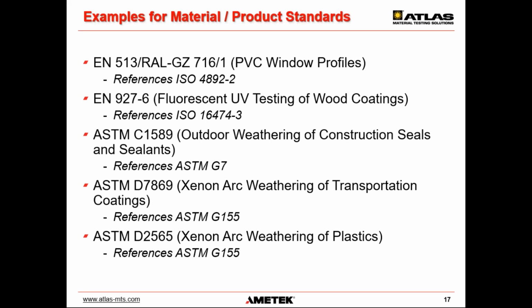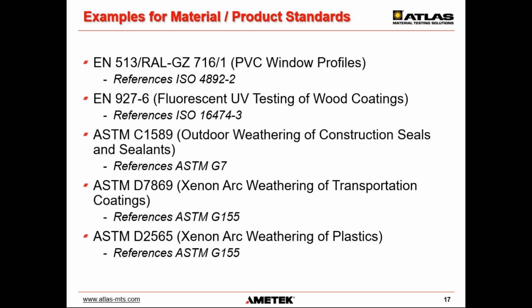So we talked about the basic standards. Now we'll talk a little bit about the material or product specifications. And shown here are examples of material standards that reference some of the basic standards which we talked about before. Some of these standards may be unfamiliar to you. The first two are primarily used by the building industry in Europe to perform weathering on two types of materials and products.